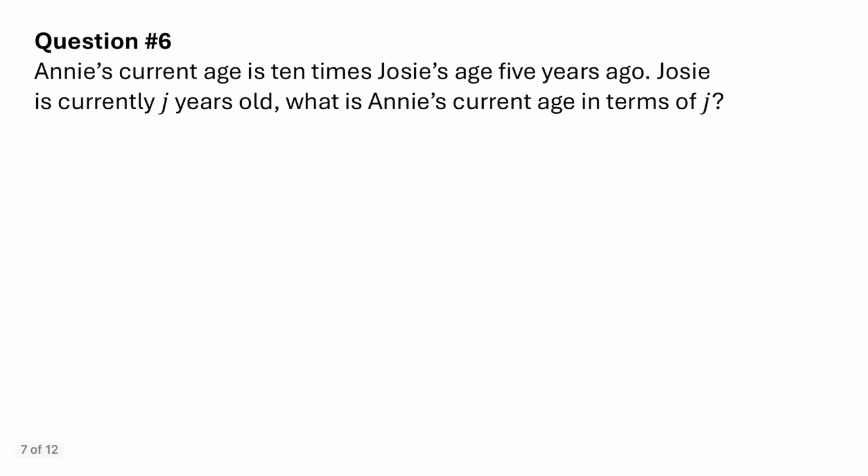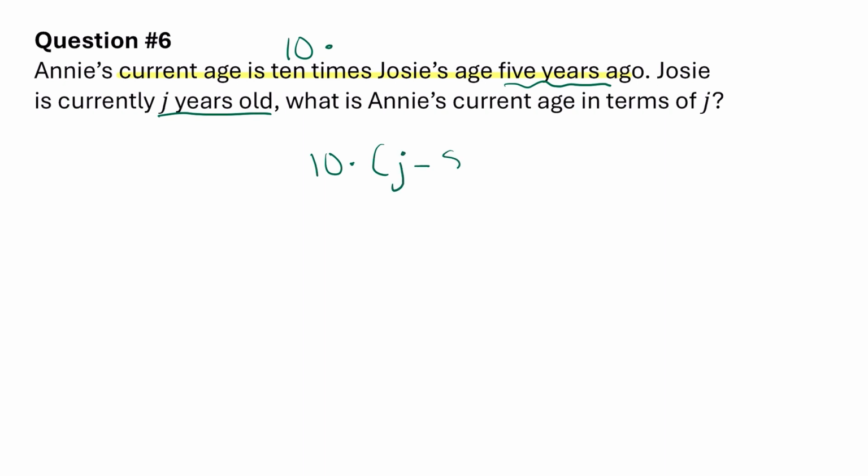All right, in question 6, it says Annie's current age is 10 times Josie's age 5 years ago. Josie is currently J years old. What is Annie's current age in terms of J? Okay, so this is like one of those expressions problems we saw. So her current age is 10 times Josie's age 5 years ago. So that means 10 times, and then 5 years ago, so we're taking J and subtracting 5, right? So 10 times whatever she was 5 years ago, which means her current age minus 5. So that gives us this expression, 10 times J minus 5.